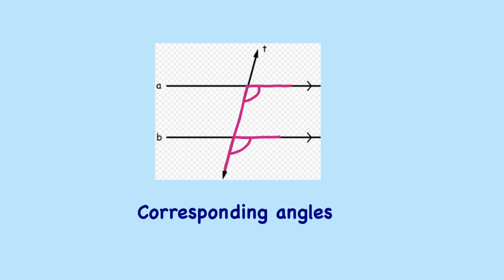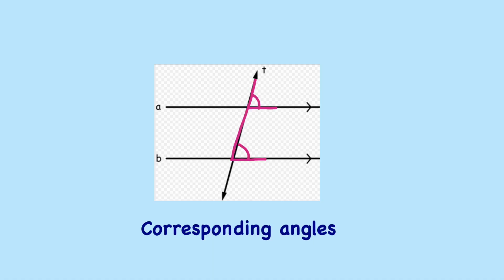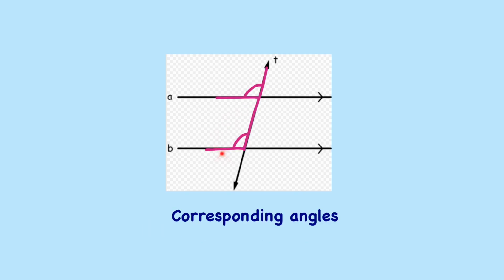Similarly, this F shape can be shown backwards. So here in the backward F we can find two corresponding angles. We can draw it upside down. So again we have a pair of corresponding angles here. And then backwards and upside down. Again we have another pair of corresponding angles.